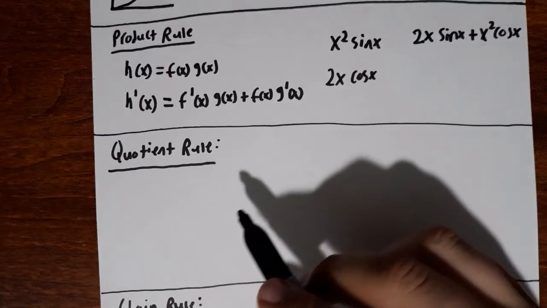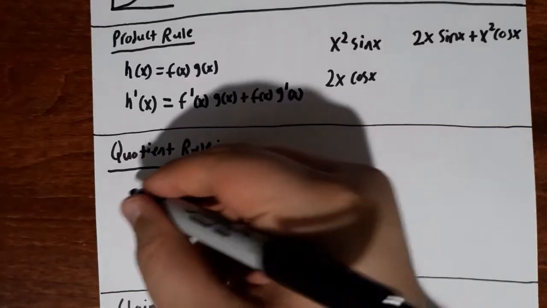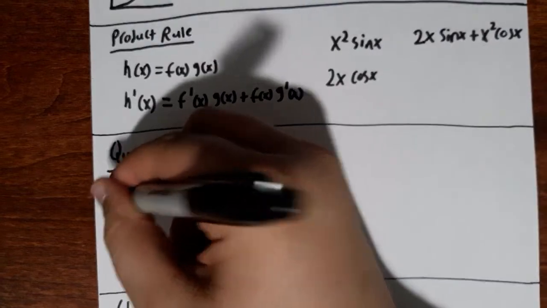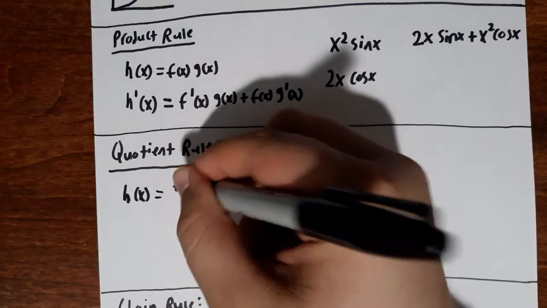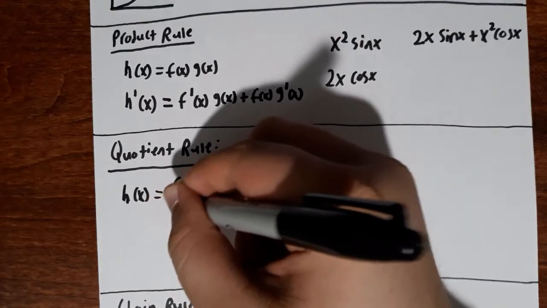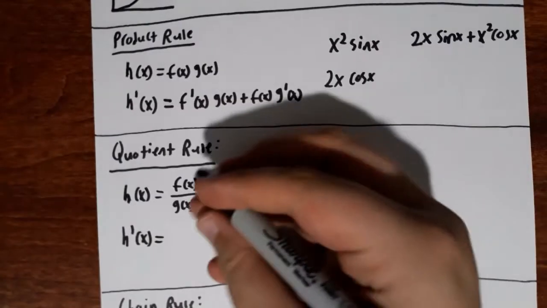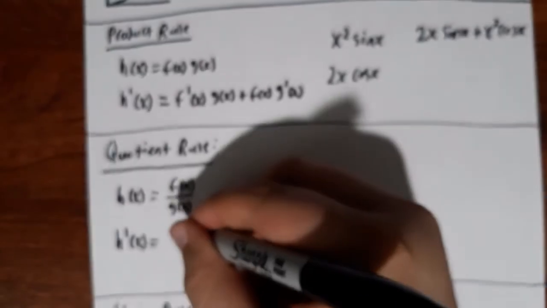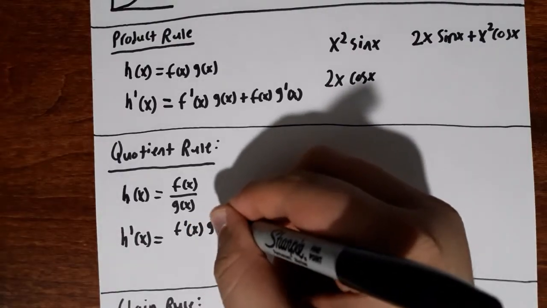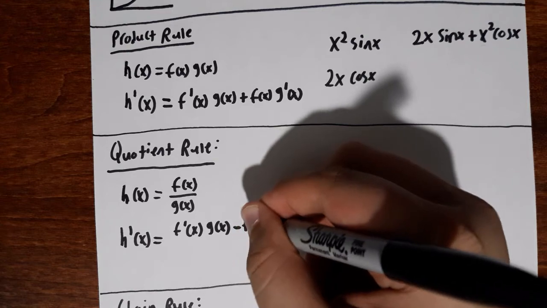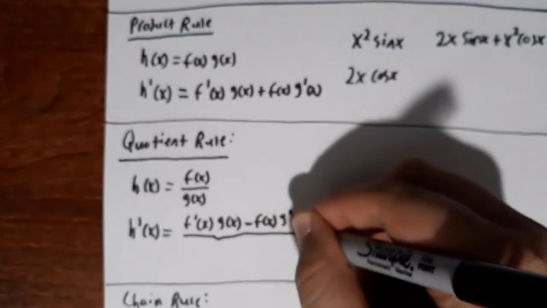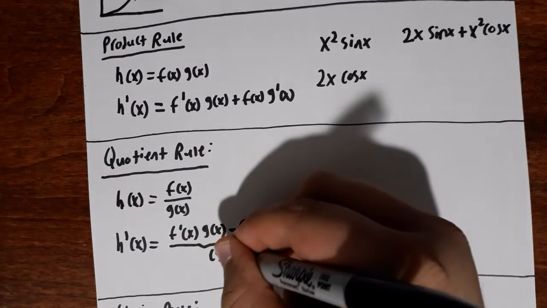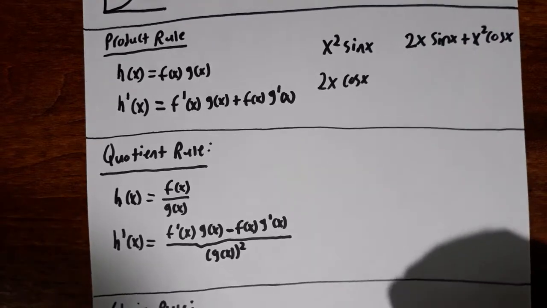Our third rule is called the quotient rule. This rule states that if you have a function, say h of x again, is equal to one function f of x over another function g of x, then their derivative is going to equal the derivative of the first function times the second function minus the first function times the derivative of the second function, all divided by the second function squared.